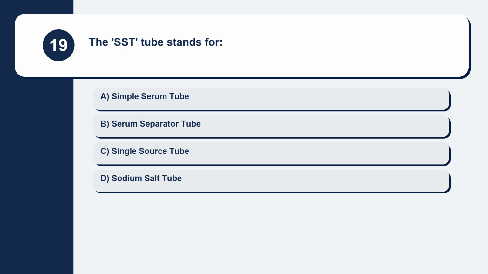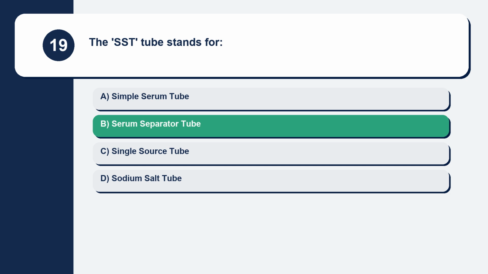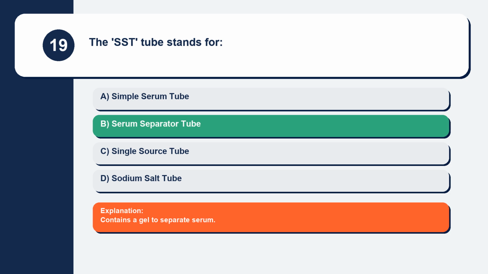Question 19. The SST tube stands for simple serum tube, serum separator tube, single source tube, sodium salt tube. Contains a gel to separate serum.